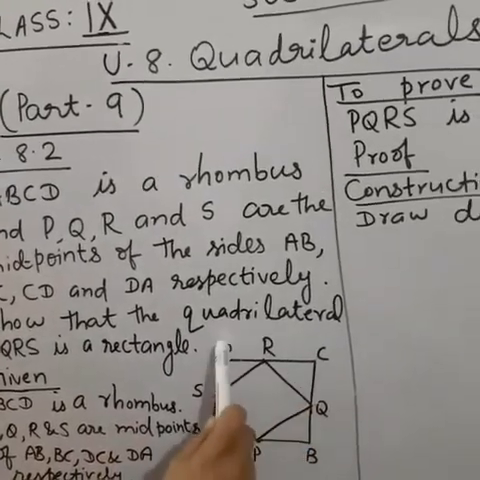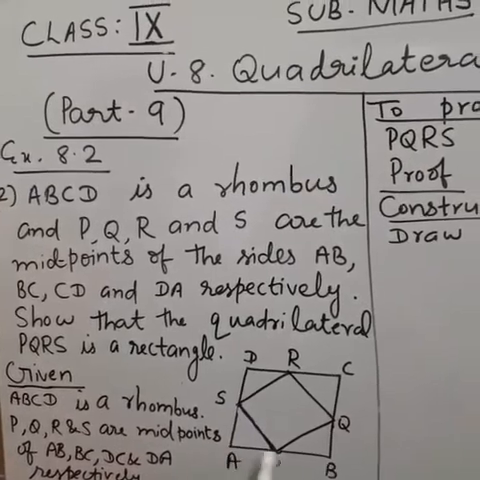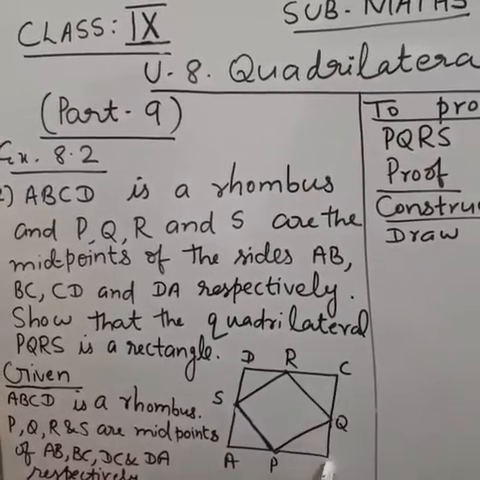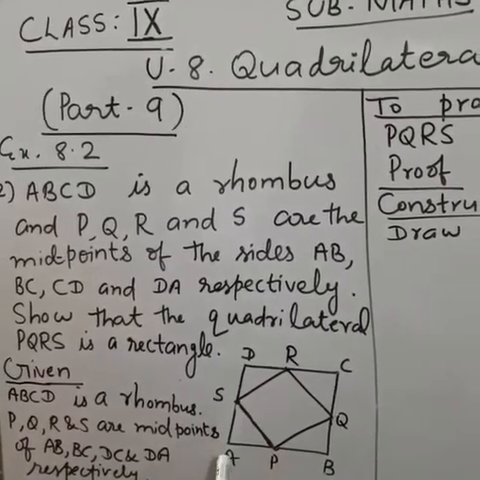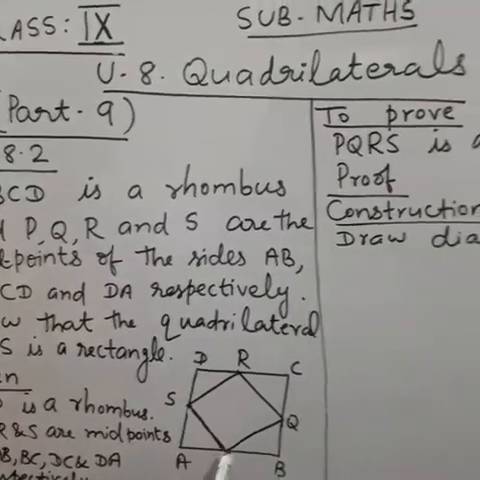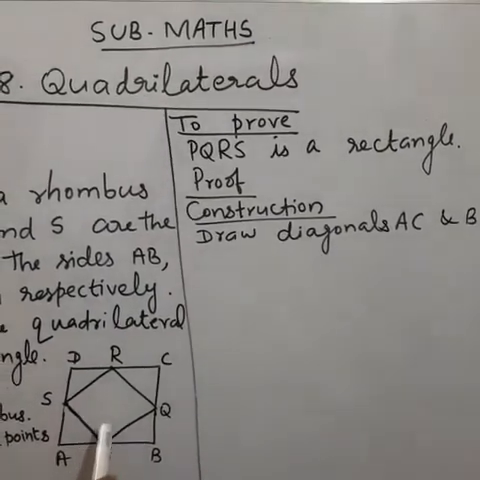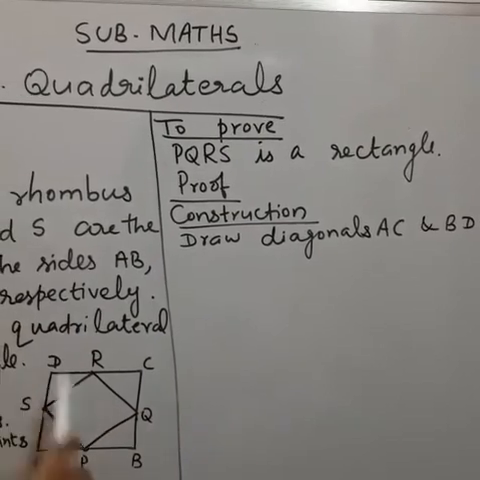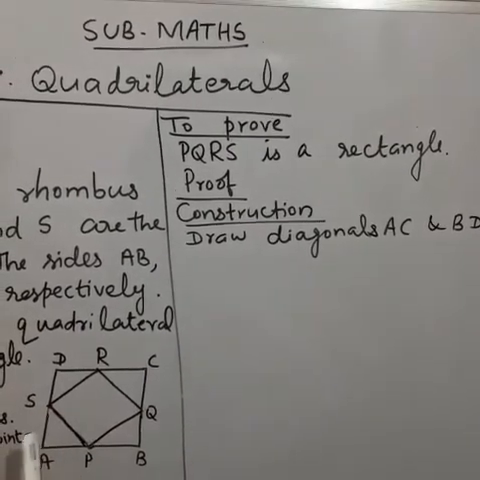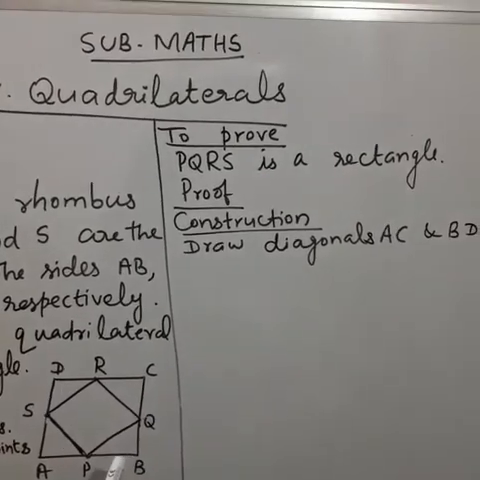So given that ABCD is a rhombus, and P is the midpoint of AB, Q is the midpoint of BC, R is the midpoint of DC and S is the midpoint of AD. You have to prove quadrilateral PQRS is a rectangle. For that, first we have to prove PQRS is a parallelogram. Then we will prove one angle of this parallelogram is 90 degrees. Then it is a rectangle.